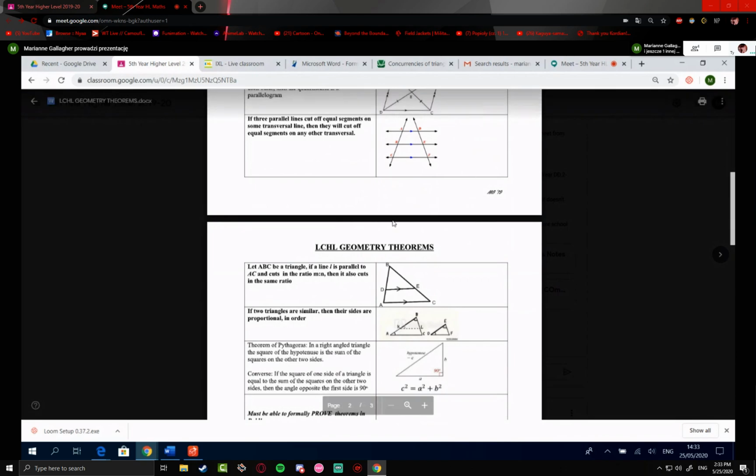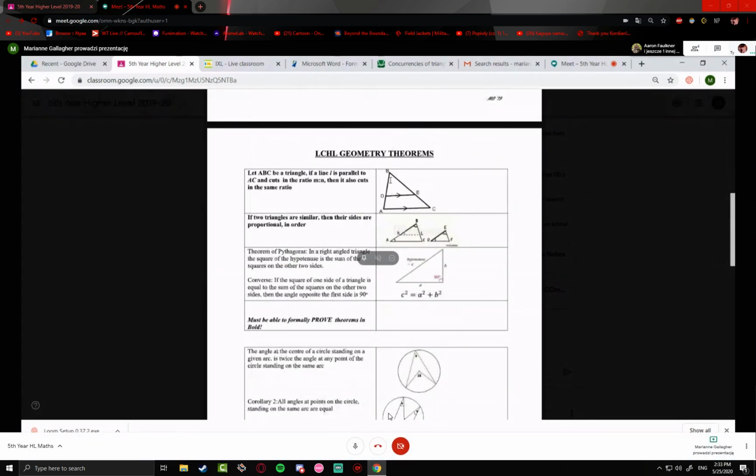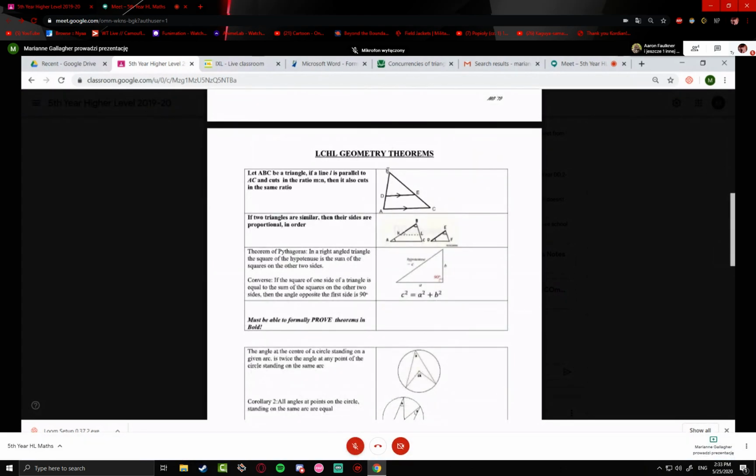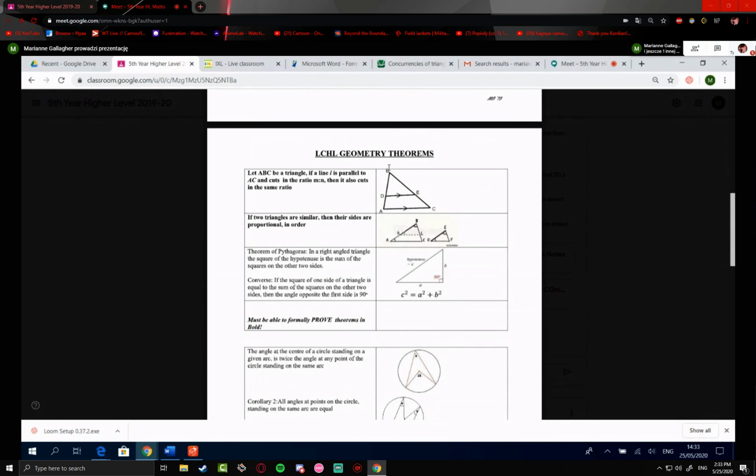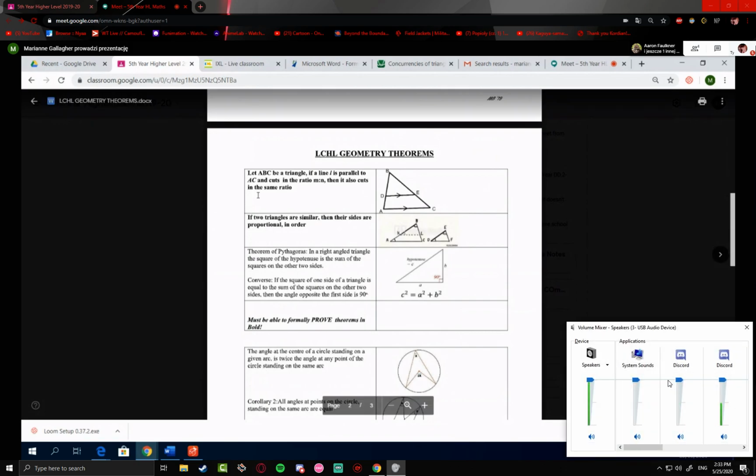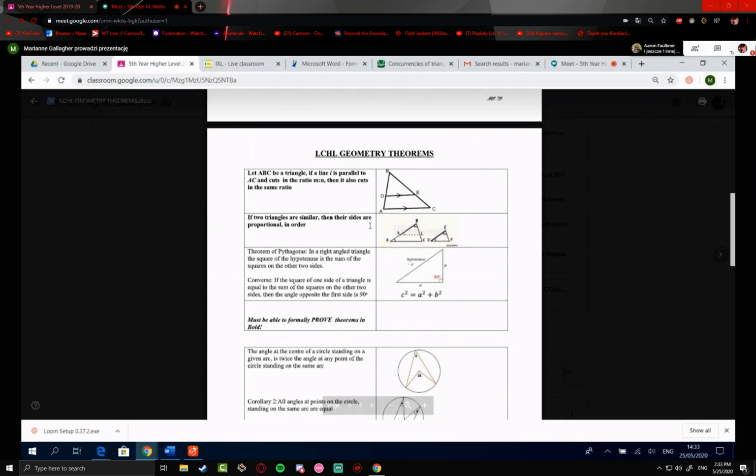And if they were in a certain ratio, so if you look at the next one, if B to D and D to A is in one ratio, then the other side will be cut in the same ratio. And then that leads us on. So the three of them are kind of linked together. If two triangles are similar, then their sides are proportional in that order.